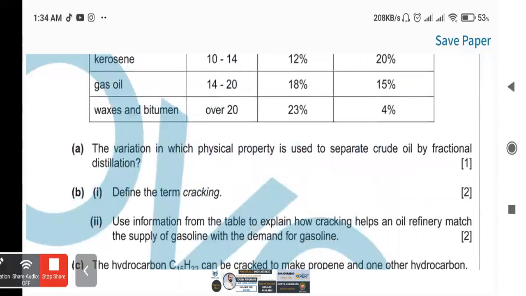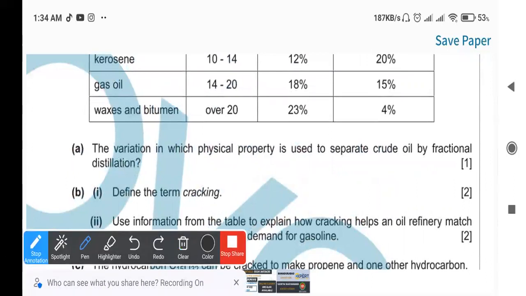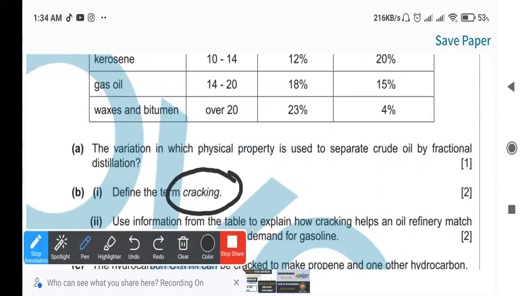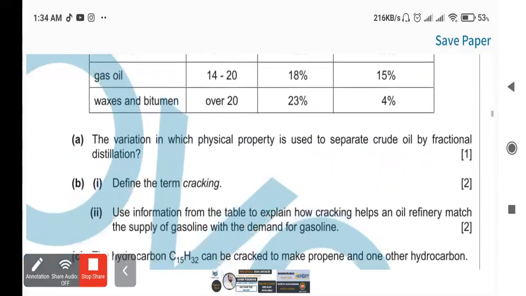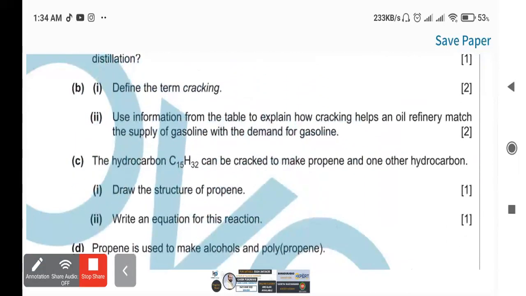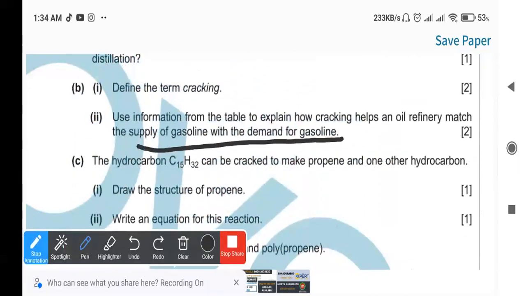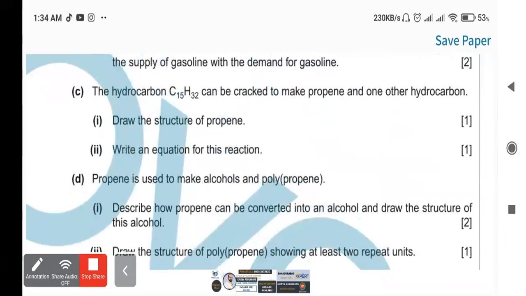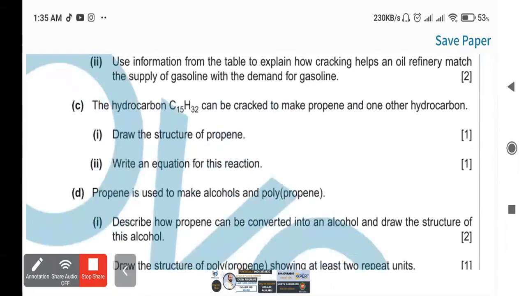We have just discussed this in the first part. It's the boiling point. Cracking means breaking down a larger alkane into smaller ones. So supply and demand means we are getting smaller alkanes and alkenes, which have greater flammability. Structure of propane. This is easy.